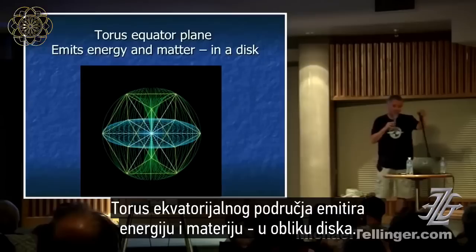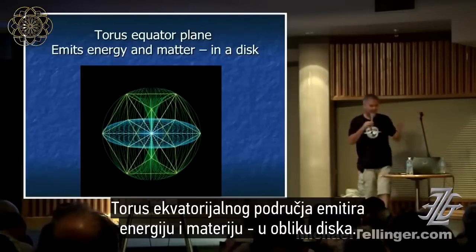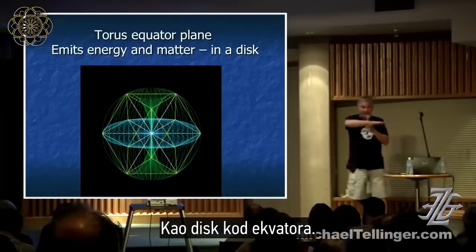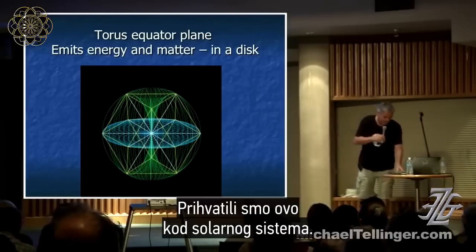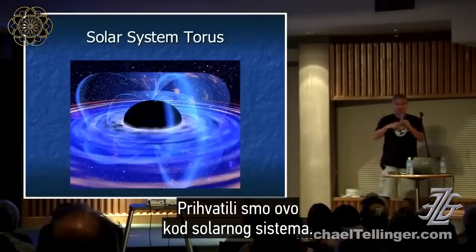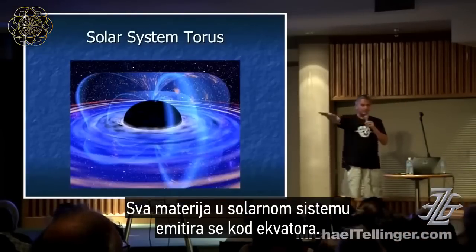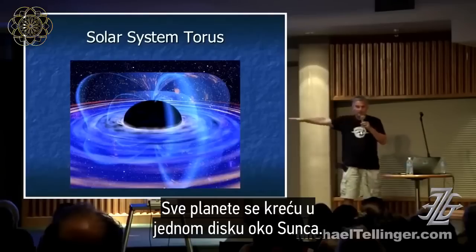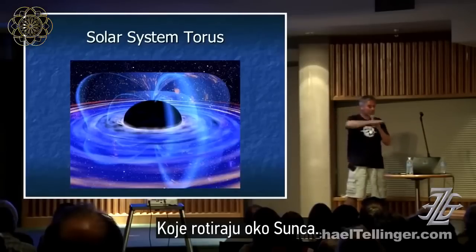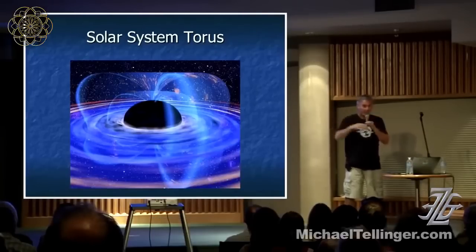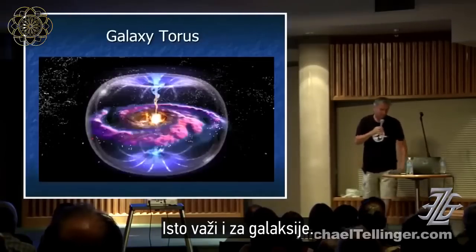The torus equator plane emits energy and matter at its disk, as a disk at the equator. We accept this in the solar system. All the matter in the solar system is emitted at the equator. All the planets go out in this one disk from the sun that rotate around the sun. And the same in the galaxies.